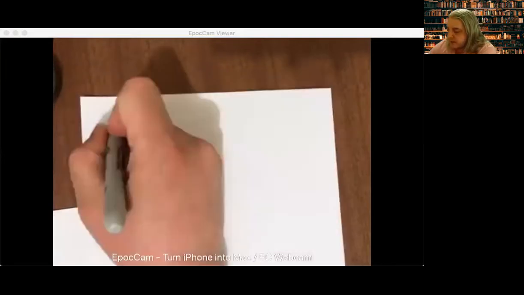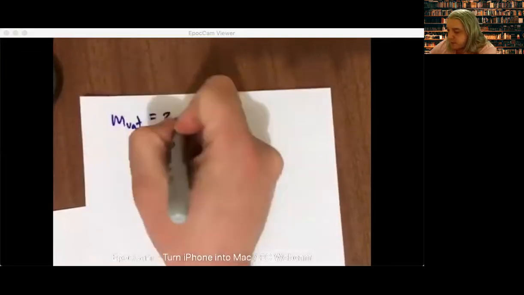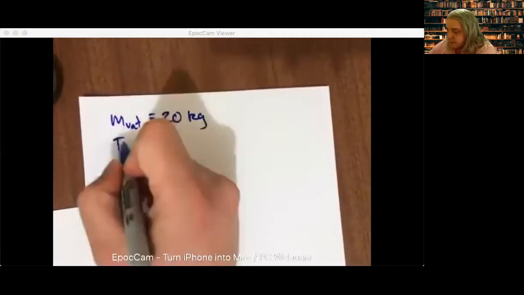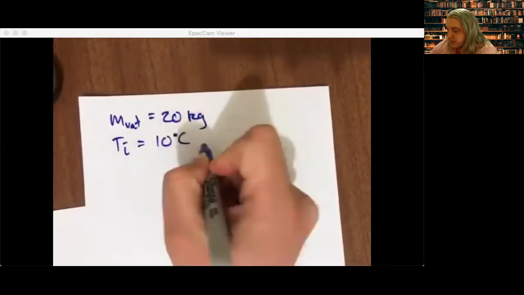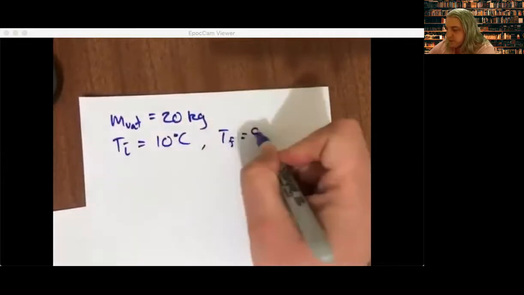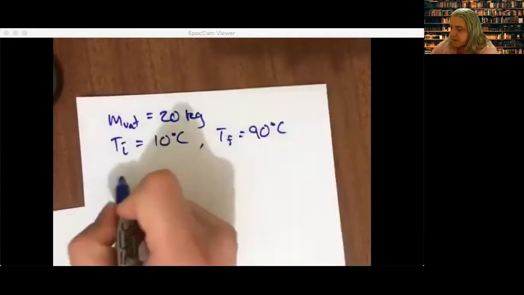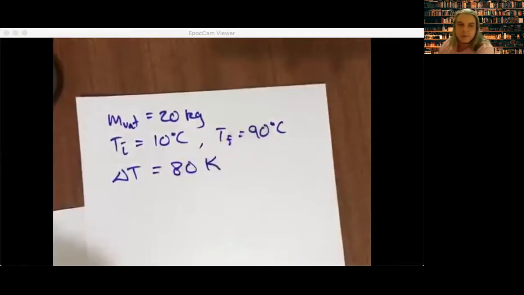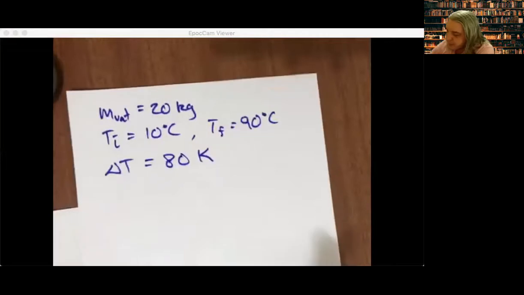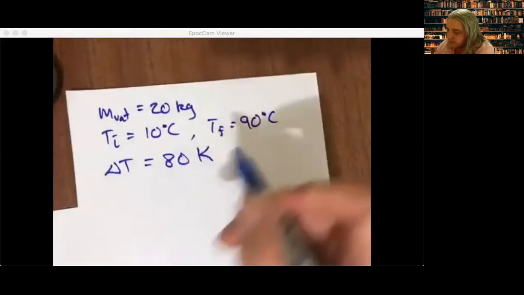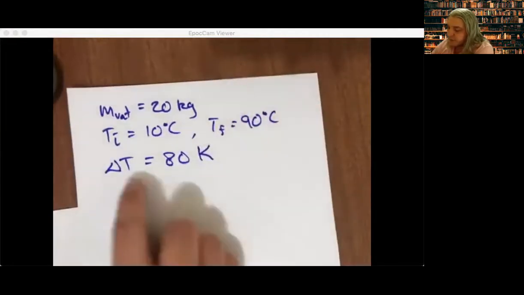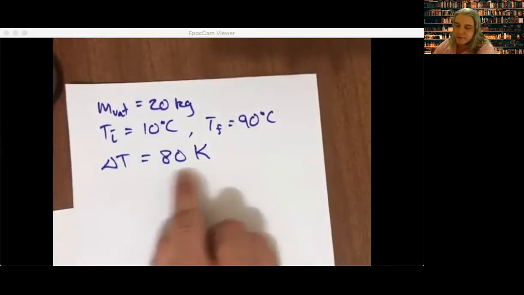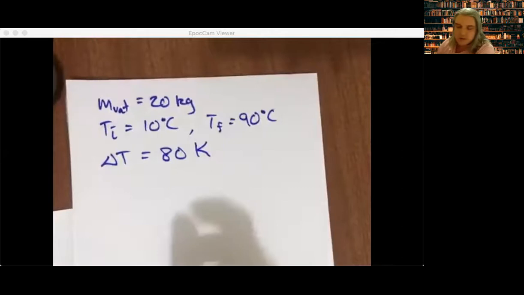We've got the mass of the vat is 20 kilograms. And we know that temperature initial is 10 degrees C, temperature final is 90 degrees C. So our change in temperature is equal to 80 Kelvin, or 80 degrees C, but I'm going to stick with Kelvin. You'll notice that I often tend to do that. I just jump into Kelvin whenever I'm talking about a temperature difference. If you're more comfortable with degrees C, remembering that they're the same thing, that's fine. I just tend to stick with Kelvin myself.